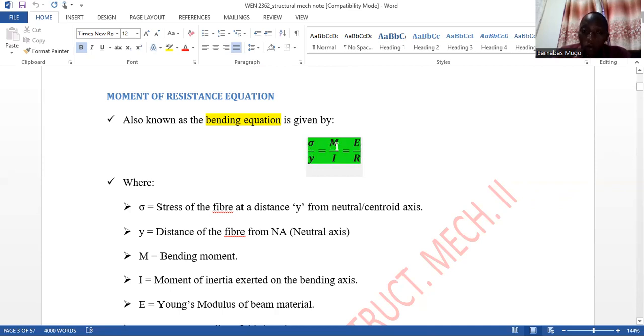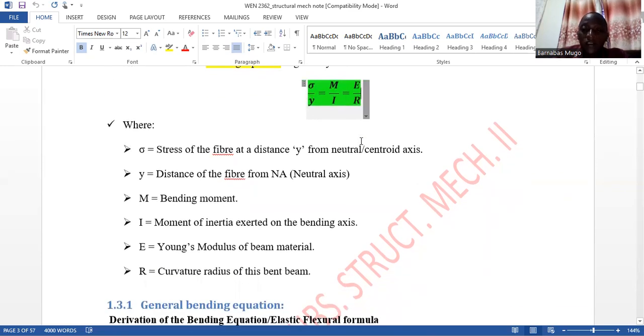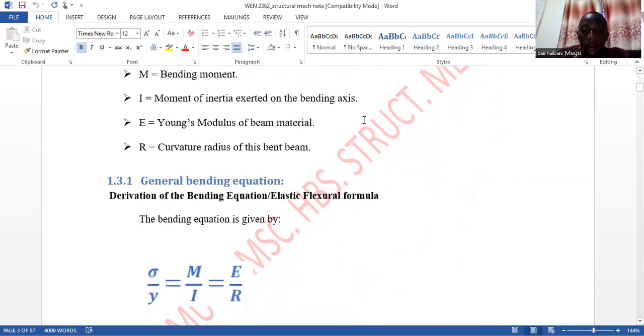M is the bending moment. I is the second moment of area, or the moment of inertia. And we said that if it is a rectangular section, it is going to be BD cubed over 12. Then E, capital letter E, is the Young modulus of the material, and we know that the Young modulus is given by stress over strain, while R is the curvature radius of this bent beam, as we are going to see in another diagram.